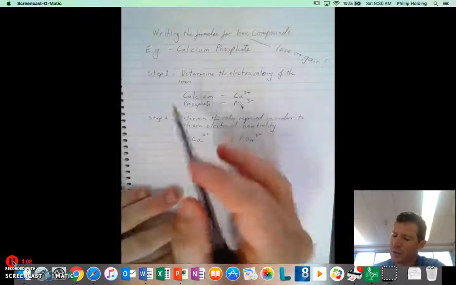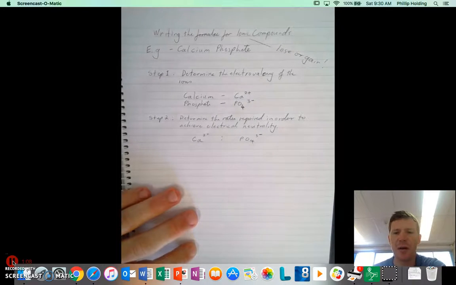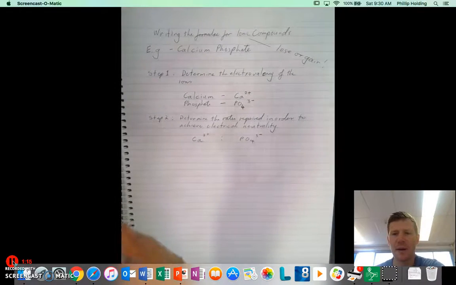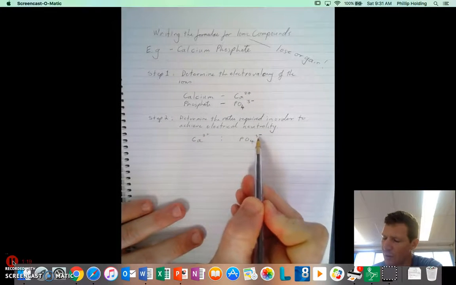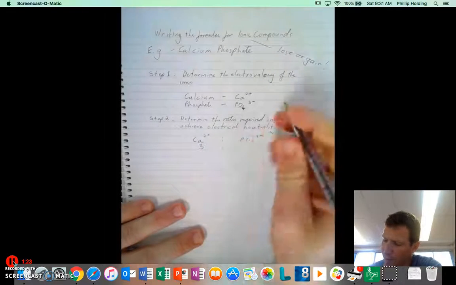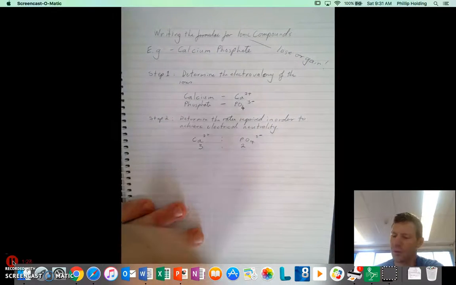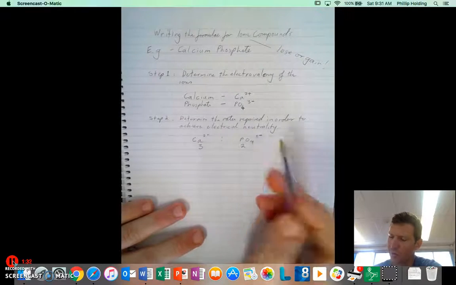So the next step in this is to determine the ratio required in order to achieve electrical neutrality. Remember that in a compound, it needs to be electrically neutral. So we want to have these in a ratio so that they add up to 0. In order to do that, this is 2 plus and this is 3 minus. We're going to need 3 of these for every 2 of these to be able to do that. So the ratio is going to have to be 2 calciums to 3 phosphate groups.